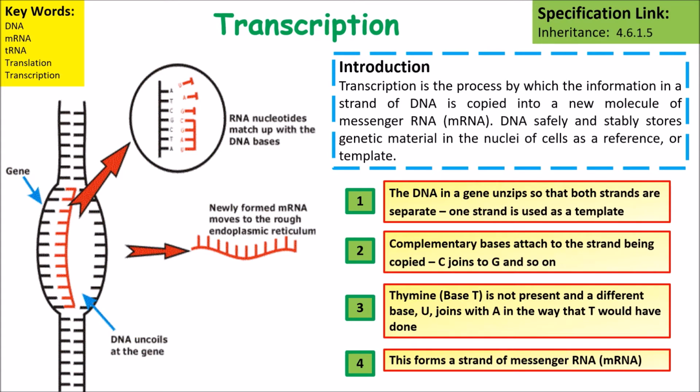Complementary bases attach to the strand being copied, so C joins to G and so on. Thymine, which is not present in RNA, is replaced by a different base called U, which joins in the way that T would have. So this forms a new strand of messenger RNA.